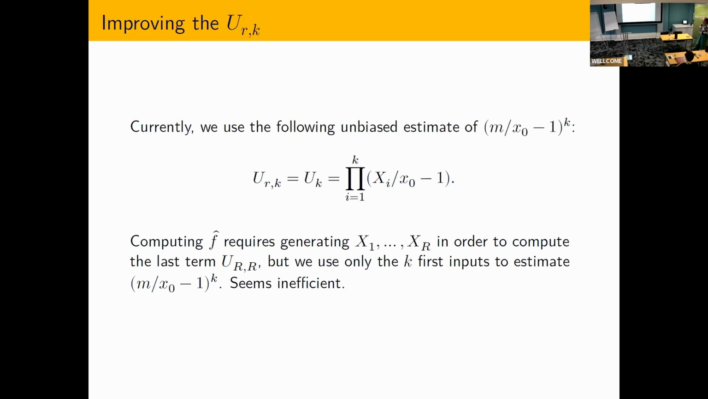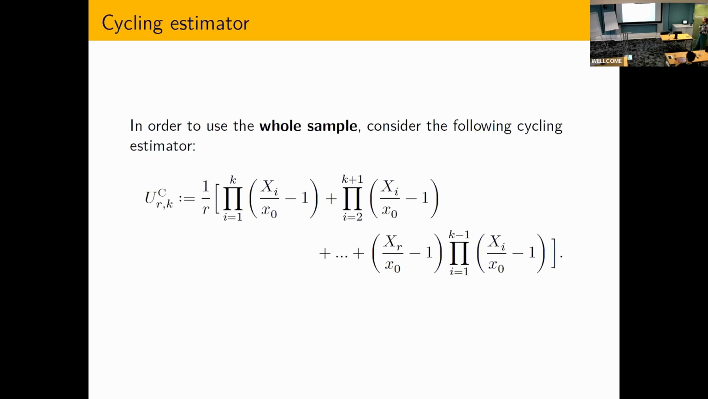And because you already have access to these inputs, it might be a good idea to actually use them to improve the URK. That's the idea that we propose. Instead of using only the first k, we use the whole sample to estimate this URK at every value of k. We call this the cycling estimator, because you just cycle through your random variables. What you have up there is the simple estimator, and then you translate to the following. You start at 2 and you go to k plus 1, but this expression is still the same. And you repeat this until you hit xr.